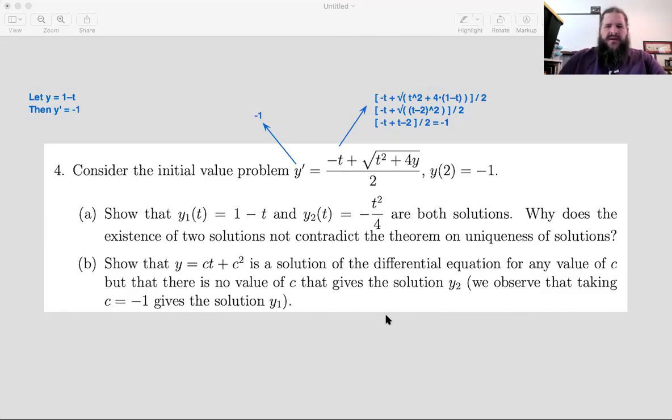But for the idea of the existence of two solutions, this is really, I think, the heart of what this question is getting at. We now have an initial value problem with two different solutions. What does the existence and uniqueness theorem claim about an initial value problem, though? If you've got a differential equation and an initial value, how many solutions should you expect?